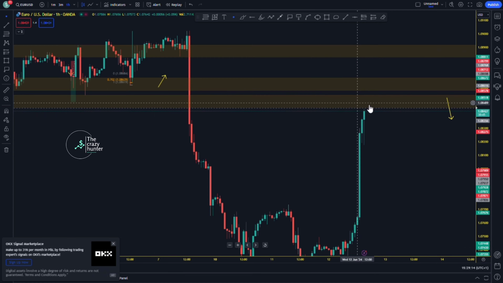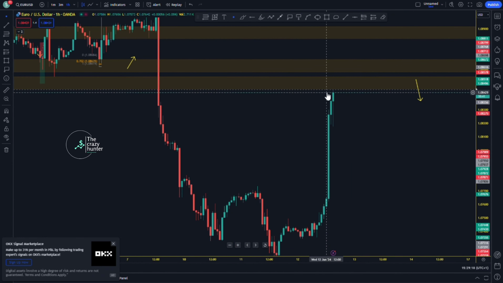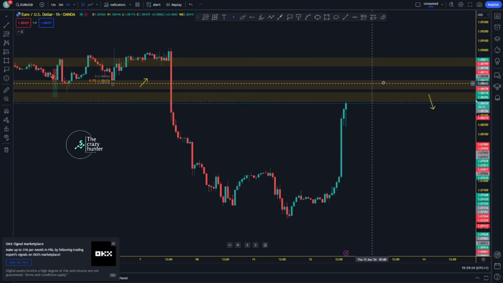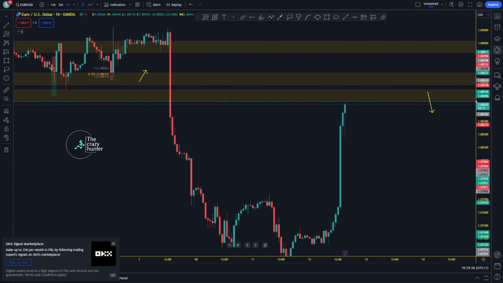So I'm really anticipating this one. The news has really helped us to push price into that level, so just waiting for price to tap into this place here. Once we have that situation, I'll get into the trade for short. So that's what I'm currently looking at on Euro USD.